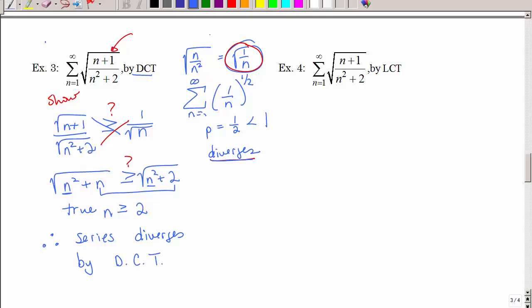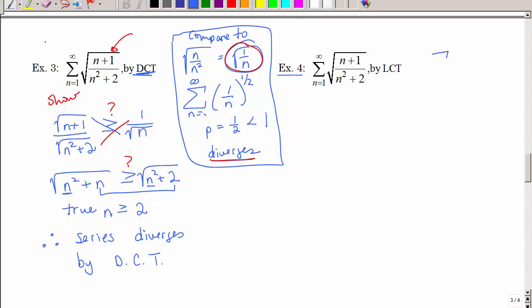Okay, so again, what did I compare it to? A known series, and I've written out what that known series is, and then for the direct comparison test you have to show that that inequality holds. Okay, so now in example number 4, hey, that's the same problem. So I know what the answer is, but now I want to use the limit comparison test.